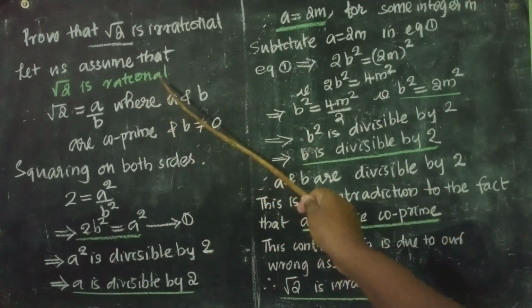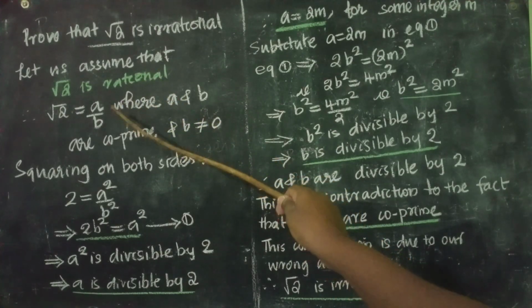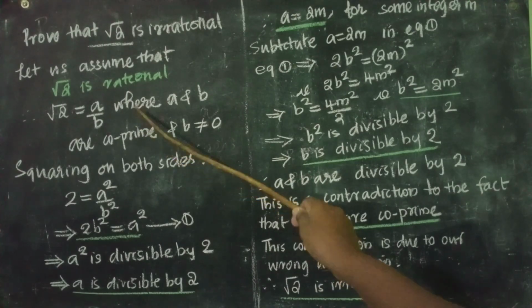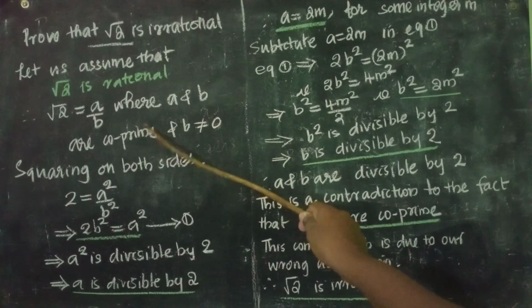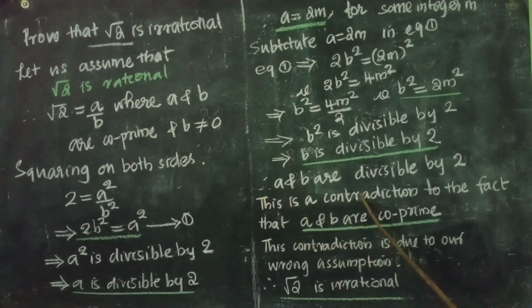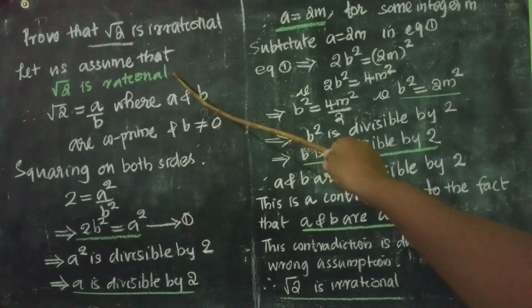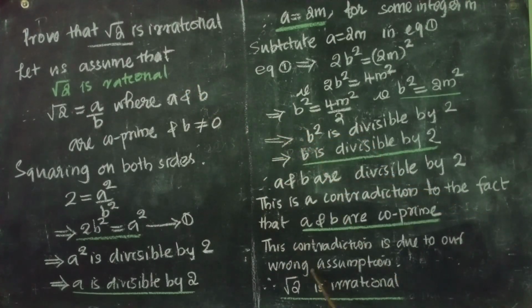Here we assumed root 2 is rational, so we wrote root 2 equal to a by b, where a and b are co-prime. Co-prime means there is no common factor. First we assumed a and b have no common factor, but here we proved a and b have a common factor, that is 2. We got a contradiction. This contradiction is due to our wrong assumption. What was our assumption? Our assumption was root 2 is rational. It is a wrong assumption, so we are going to correct it. Root 2 is irrational.